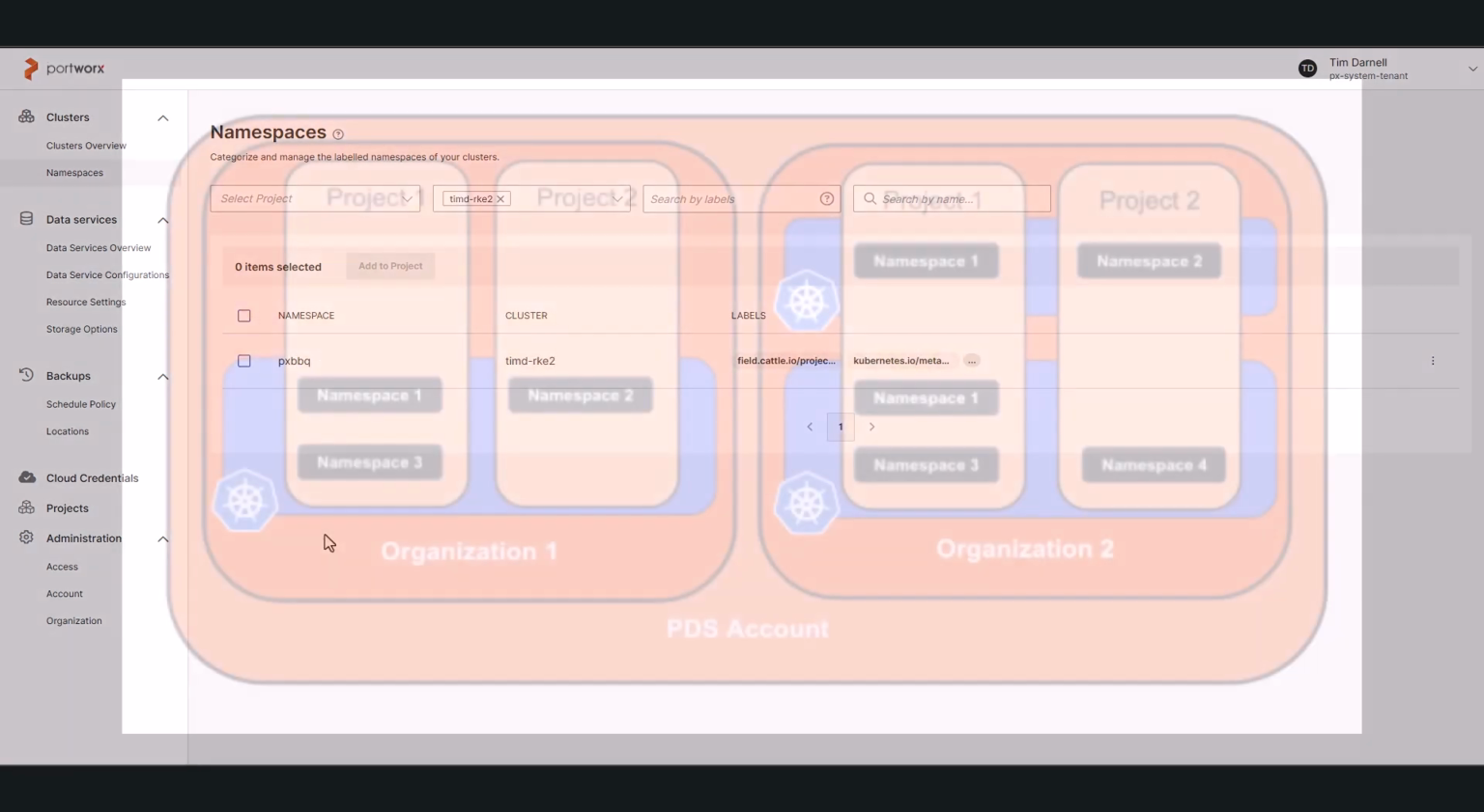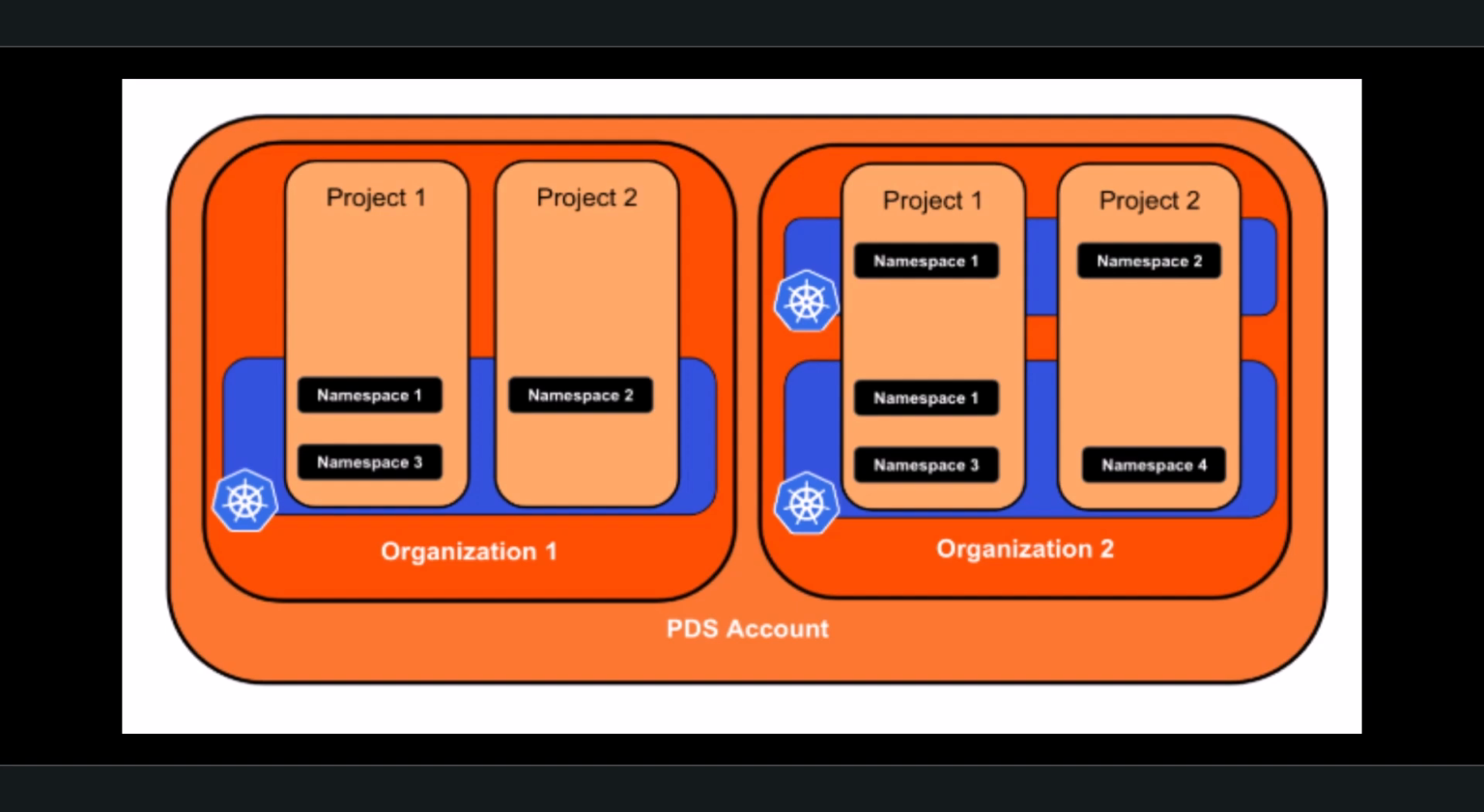Okay, so let's talk a little bit about multi-tenancy before we dig in any further. The parent object in our multi-tenancy model is your PDS account, and that's what you get whenever you register for Portworx Data Services for your enterprise. Now, you can have organizations underneath that account, and that might map to a geographical region in your enterprise or a business unit. And within those organizations, you can register things like Kubernetes clusters and namespaces that we're allowing to deploy to. And then the lower level in our multi-tenancy model is a project.